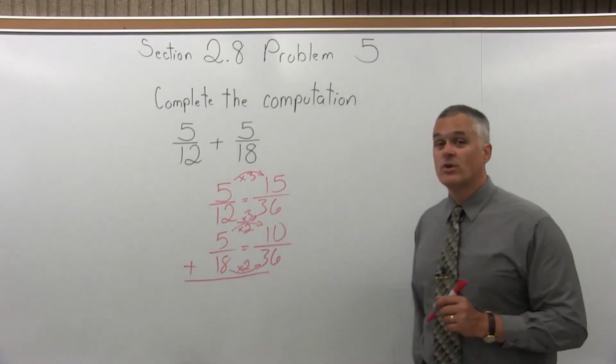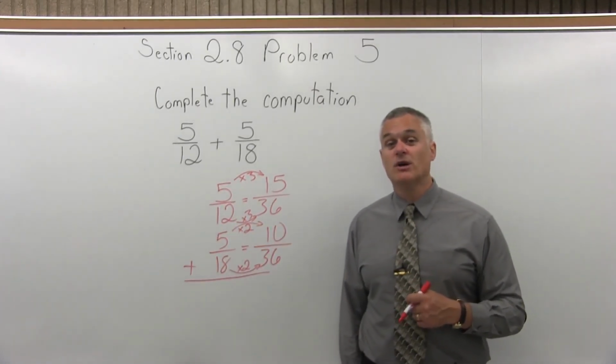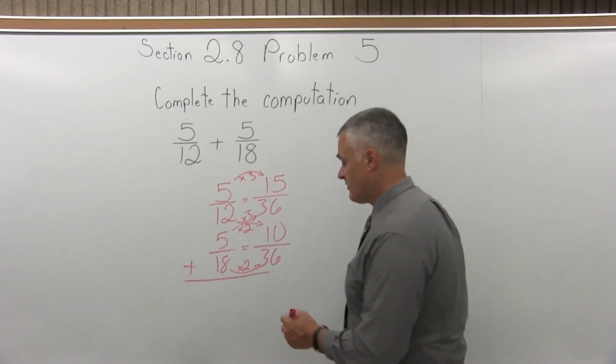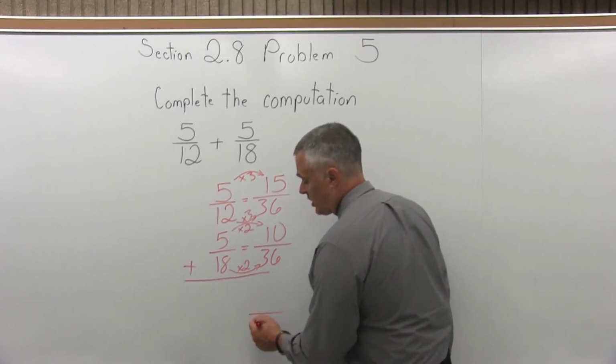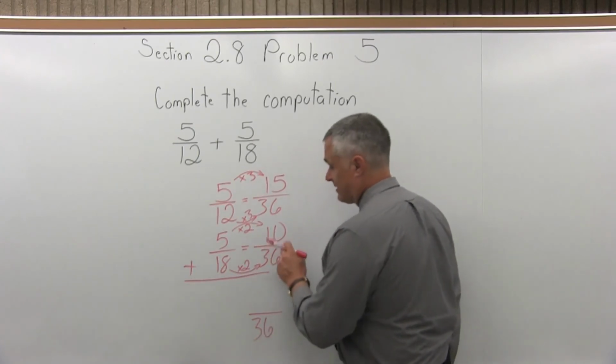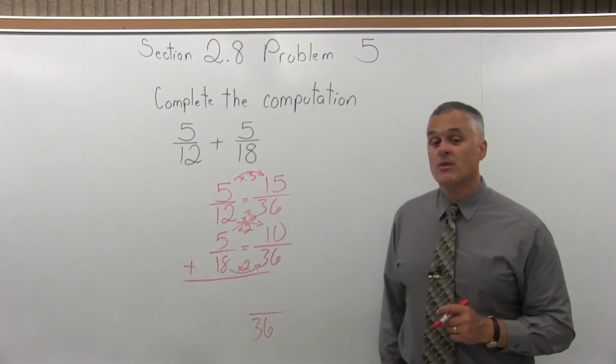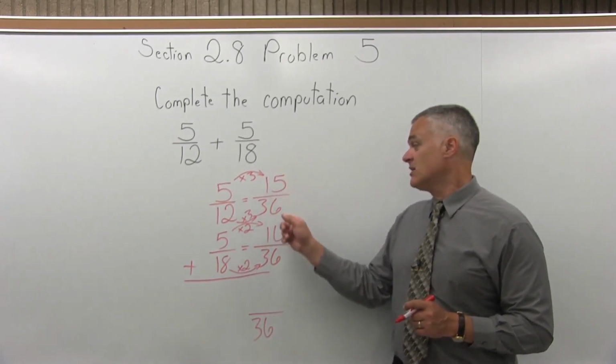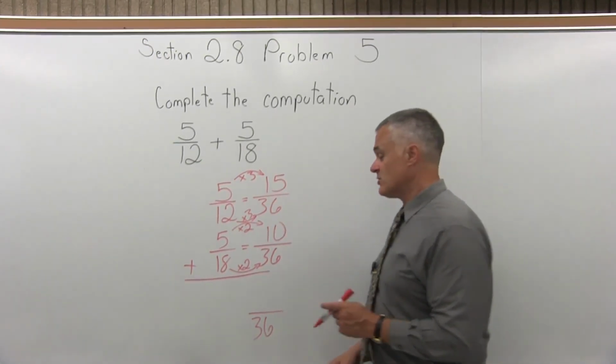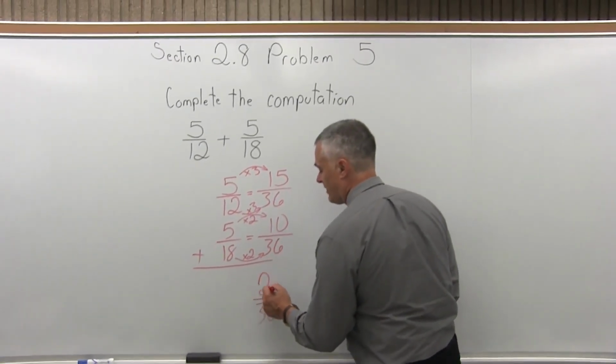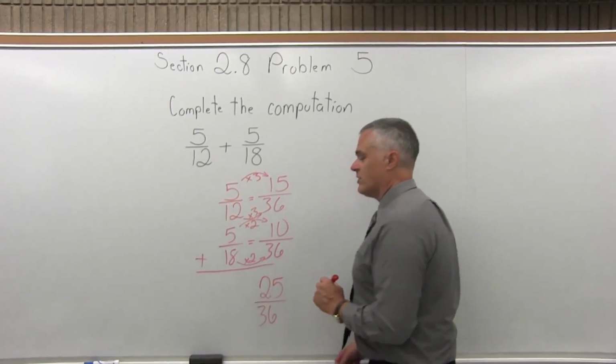So now I have equivalent fractions that have a common denominator, and now I can combine the numerators. So for my final answer, the denominator will be the 36, the common denominator from my work. But the numerator will be 15 plus 10 more, which is 25. So my final answer is 25 over 36.